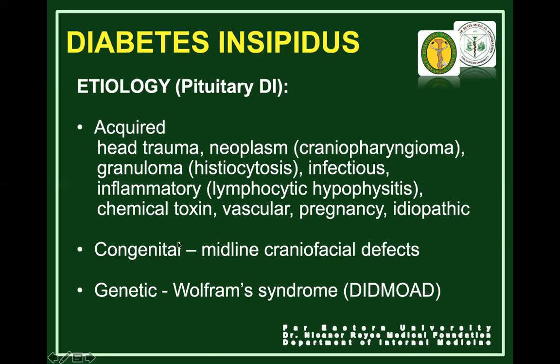Now, in the younger age group, there can be congenital midline craniofacial defects. So this one usually is caught when they are still babies. Or it can be genetic, wherein there is Wolfram syndrome, which will have DI, diabetes, obesity. Okay, so this is a syndrome. So this one usually should be picked up when they are kids.